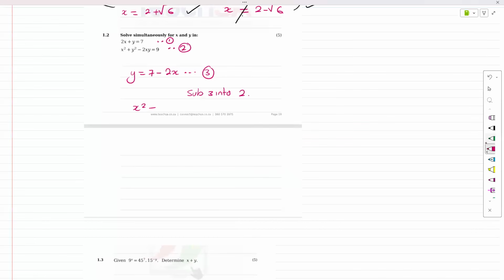This is x squared plus y squared. Y is 7 minus 2x squared minus 2x into 7 minus 2x equals to 9. Now, even this part, it's very simple to make a mistake, and you won't even realize it. So just make sure to double check with the FOIL. I think going forward, I'll just do FOIL completely so that we don't have a problem. Okay. And that equals to 9.